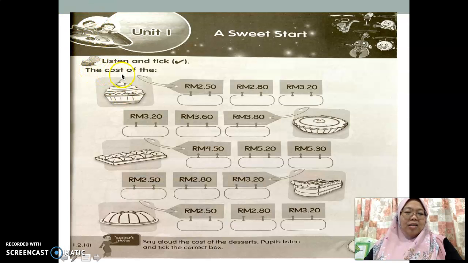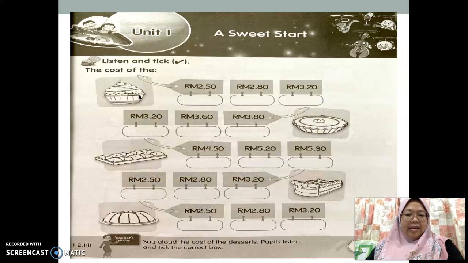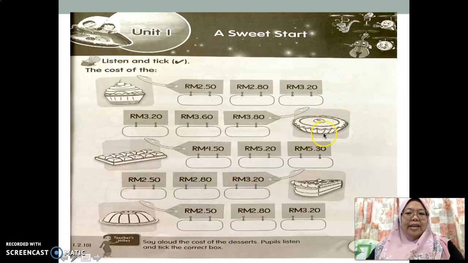Okay. The cost of the cupcake is RM2.50. Tick the correct box. Either this, or this.